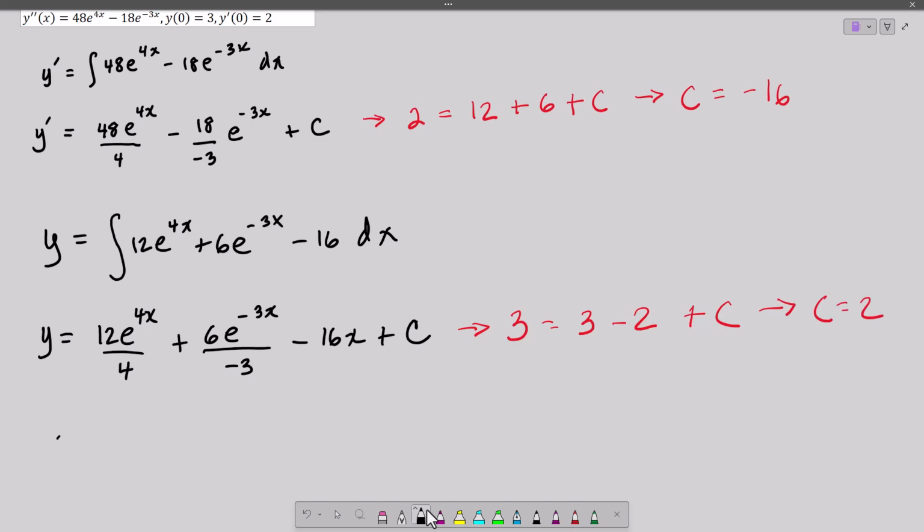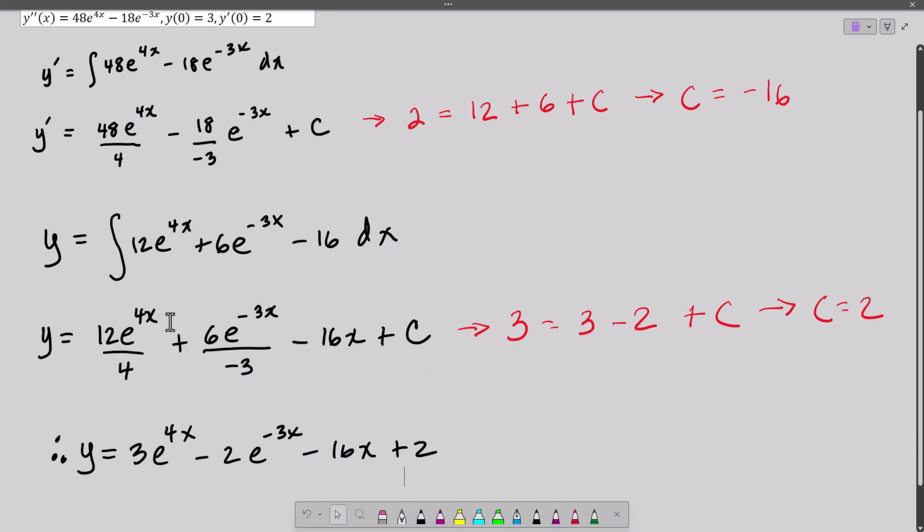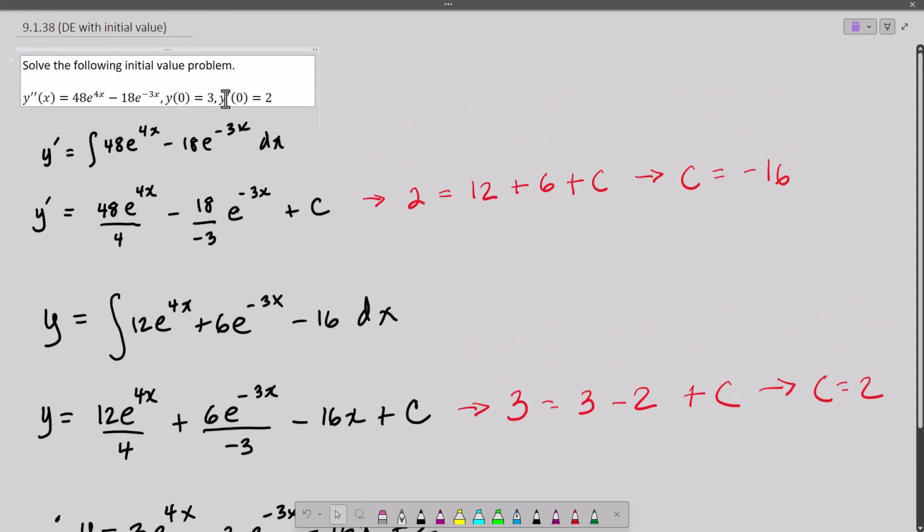So therefore, our function that satisfies this, our specific function, 12 divided by 4 is 3. Our specific function will be this function. So that is the particular antiderivative, if you will, that satisfies these two initial values.